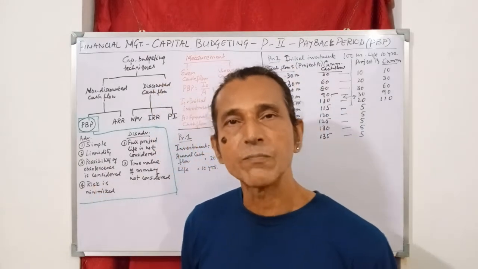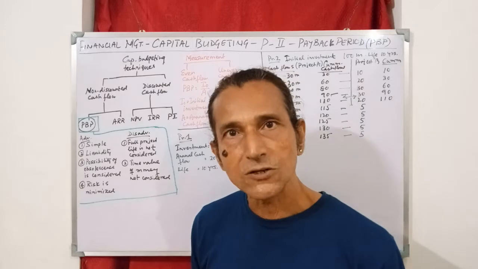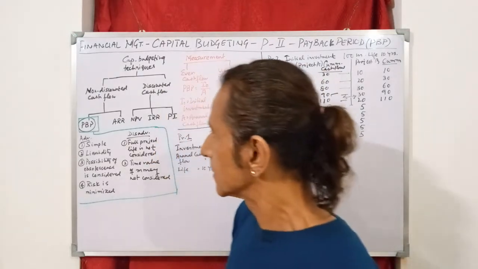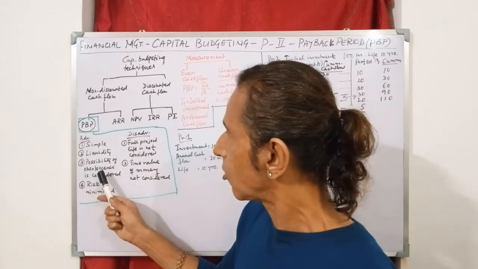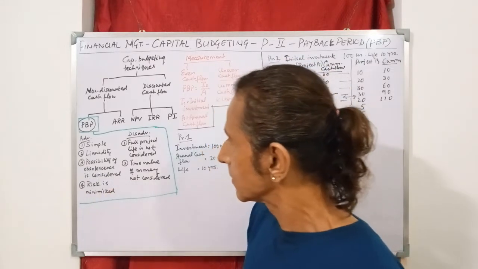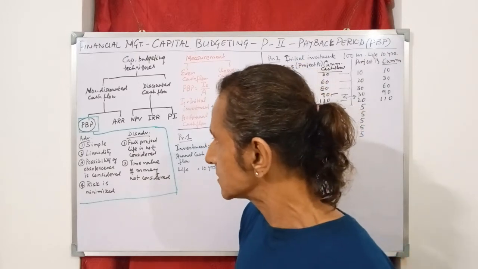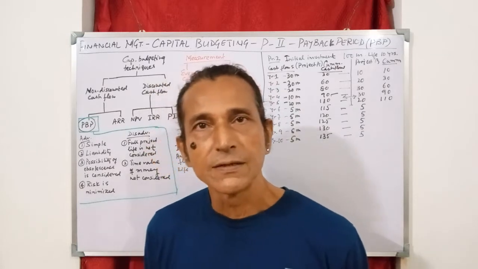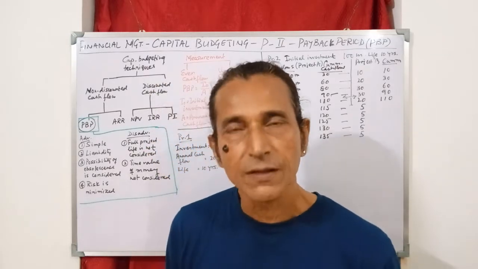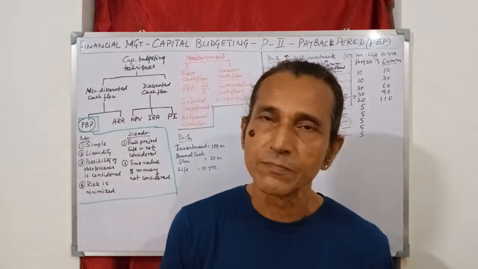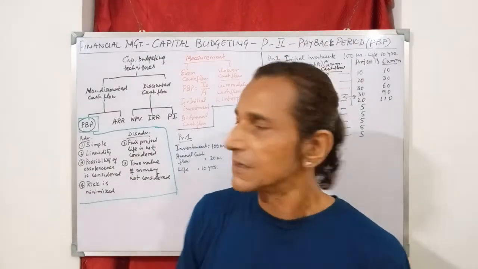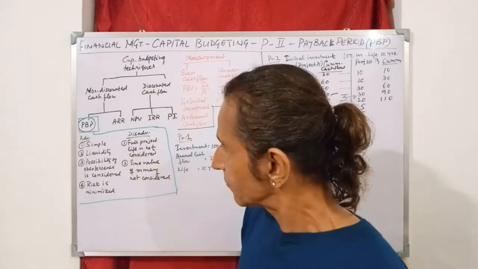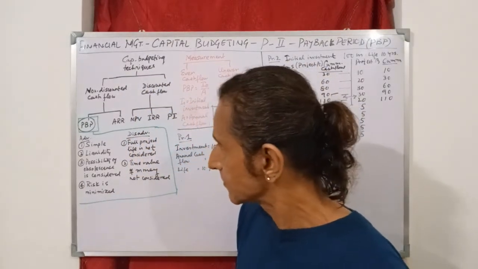If the firm does not have much liquidity, that is, if the firm does not have much cash at its disposal, then PBP is the most suitable method. Number three, possibility of obsolescence is considered. Now, the possibility of obsolescence occurs when a project runs for a long time. Since in the PBP method, the project that gives the shortest time to recover the initial investment is chosen, the possibility of obsolescence can be done away with.